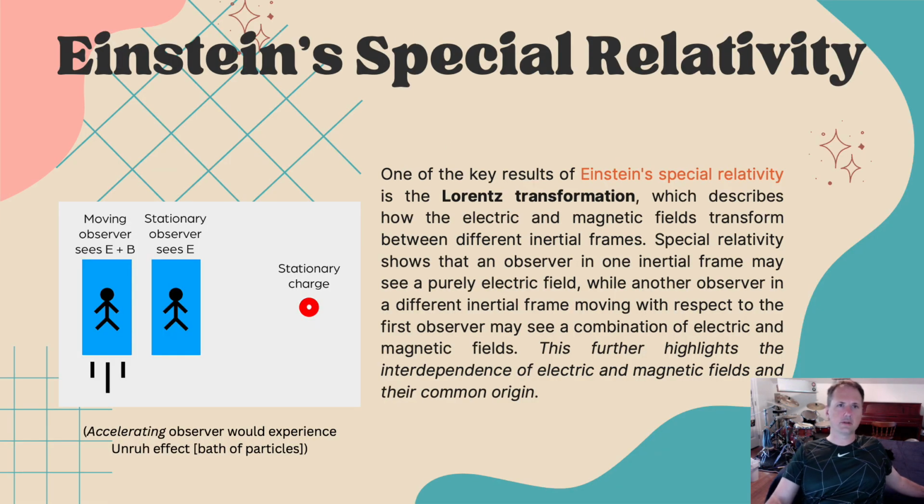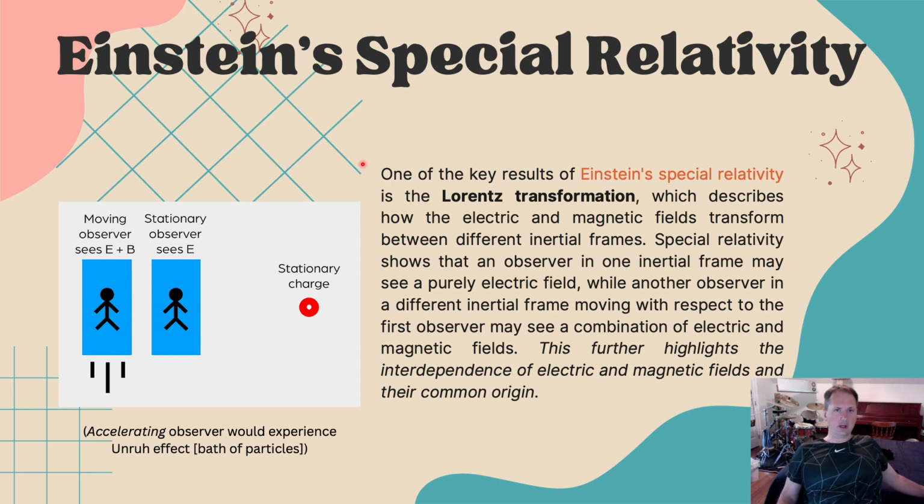Einstein's special relativity also considers electric and magnetic fields to be coming from a single origin. If we have a stationary charge here, a stationary observer will only see an electric field, whereas a moving observer will see both electric and magnetic fields. If we had a third accelerating observer, then they would experience the Unruh effect of particles.